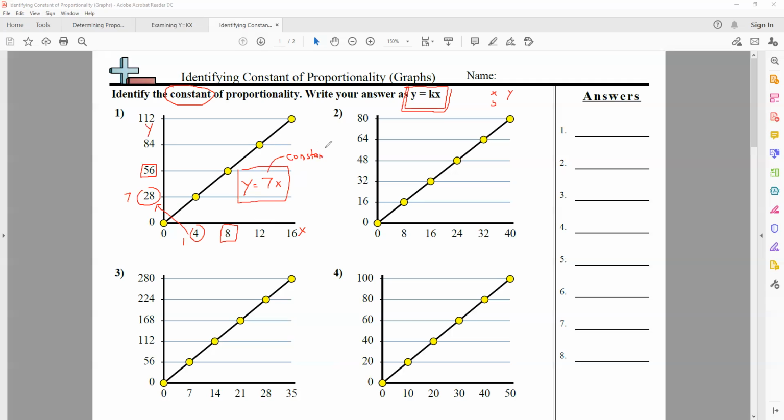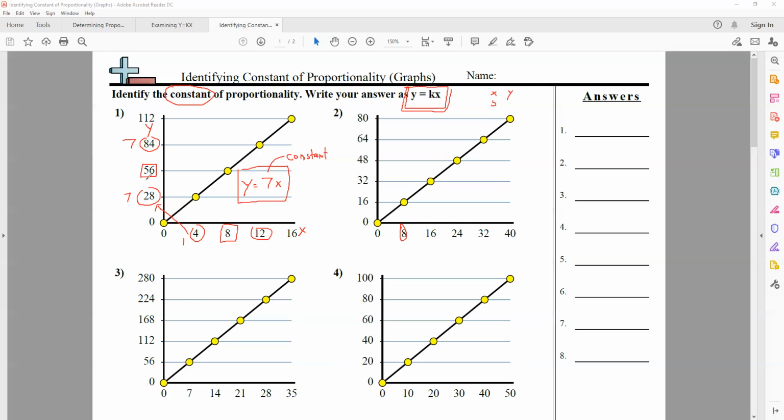So let's look at number 2. That one would also be y equals 7x. Now be careful. If you look at the first number, it's 8, right? Oh, I thought you meant number 3. No, I was looking at number 1. So 12 to 84 is still also 7, okay? Everything is 7.